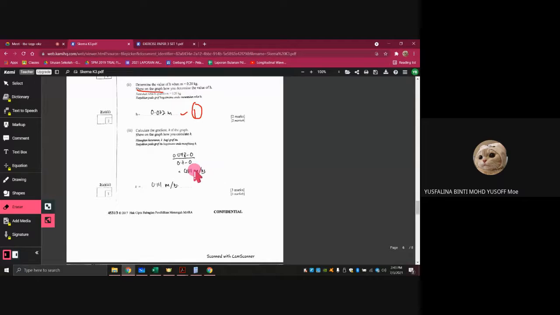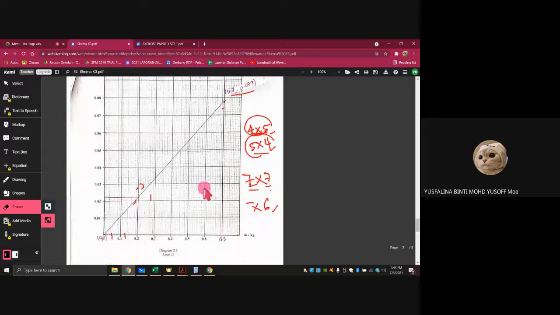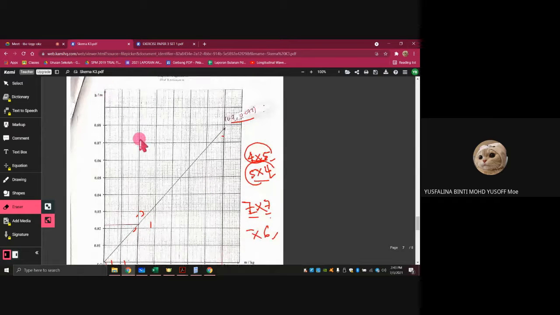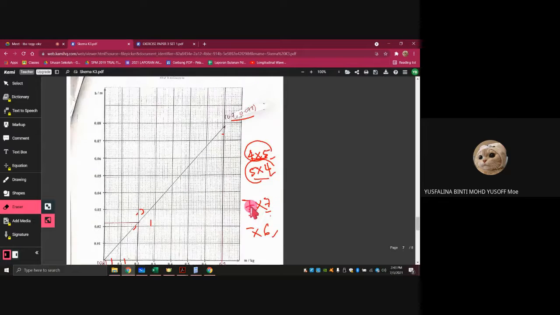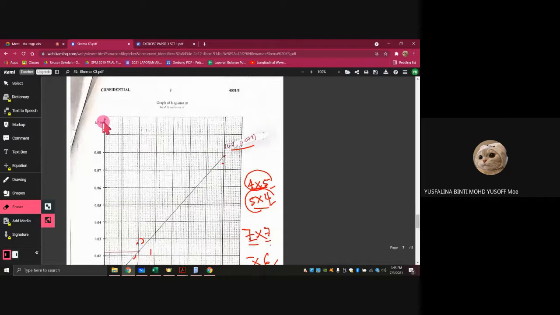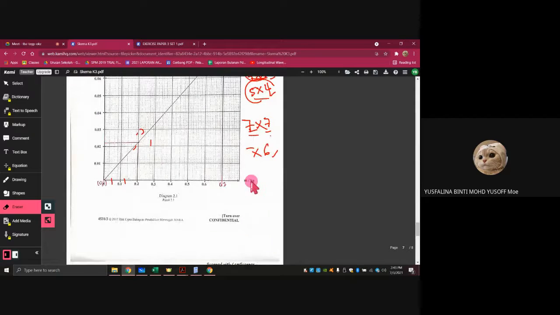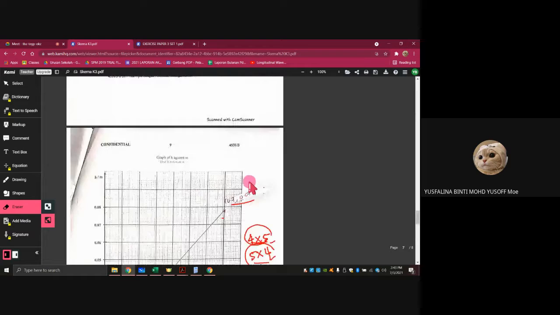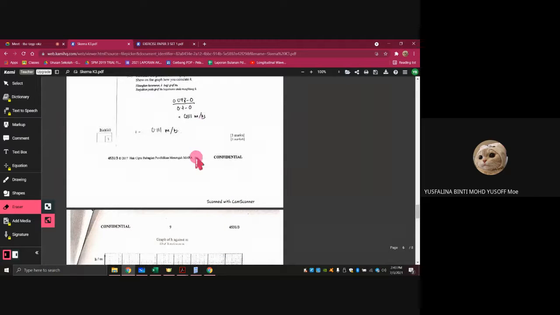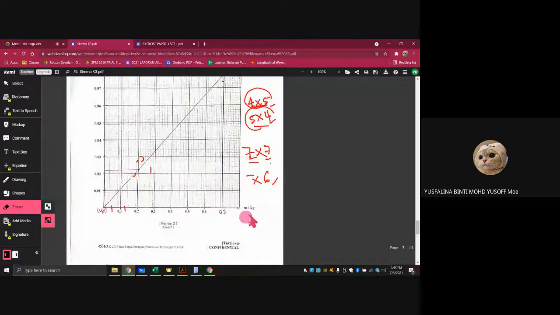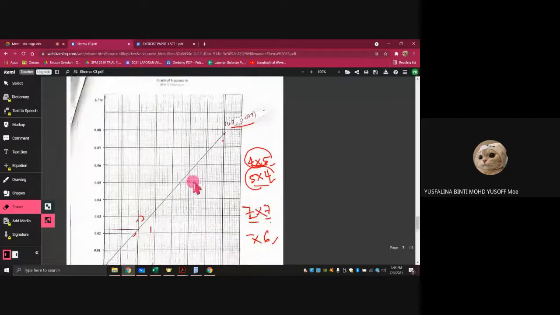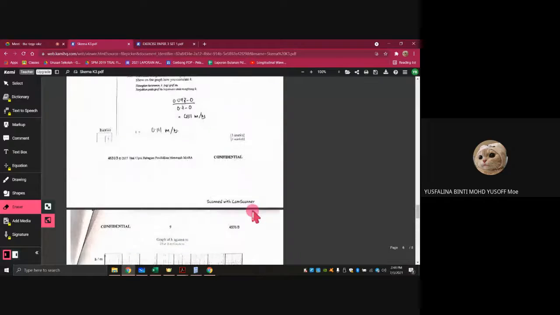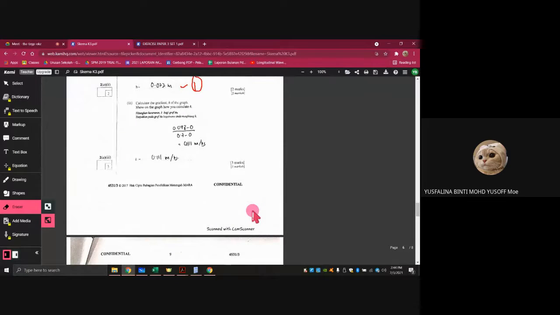Some of you, I noticed, forgot to put the unit. Remember I already said gradient must have a unit. So what is the unit? The unit must be the y-axis unit divided by the x-axis unit. What is the y-axis unit? m. What is the x-axis unit? kg, right? So m over kg. Y-axis unit divided by x-axis unit, so m over kg, or you can say m kg negative 1 also can.